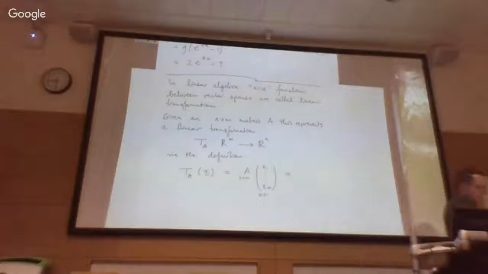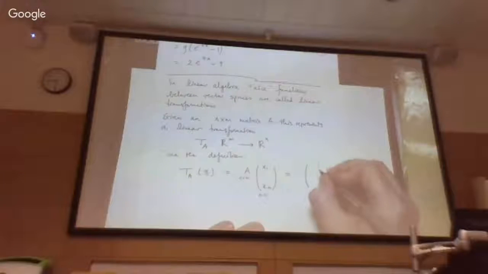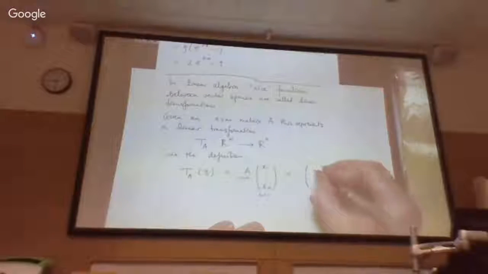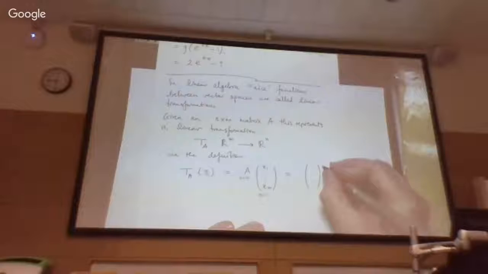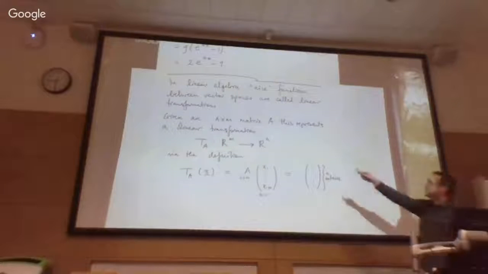Okay. What you get out is a column vector, I won't even bother to name the entries, but it's a column vector with n entries. So it's an element of Rn.